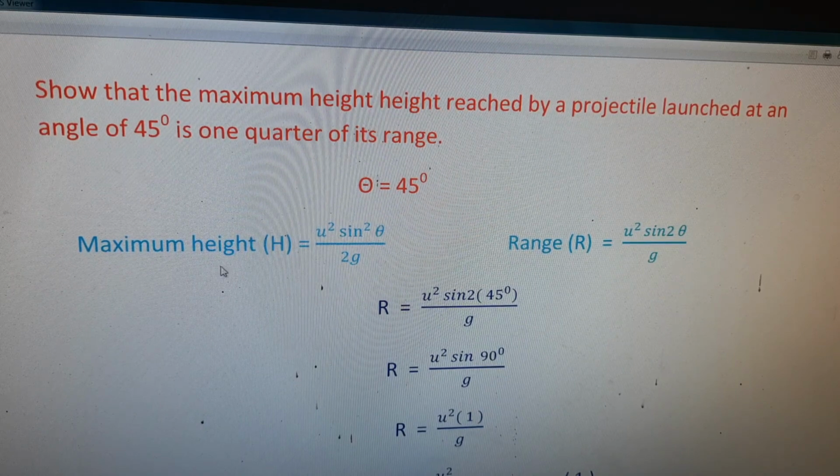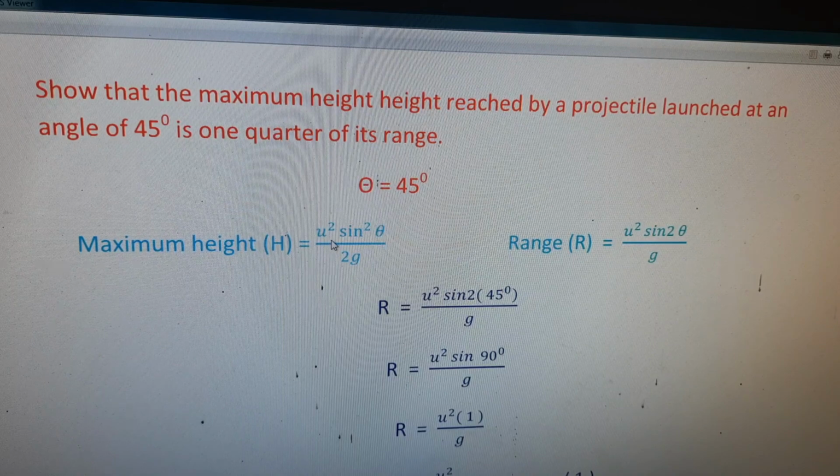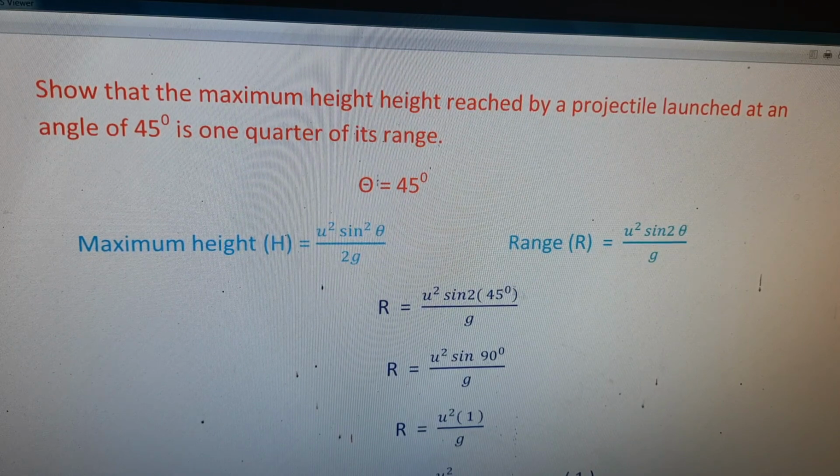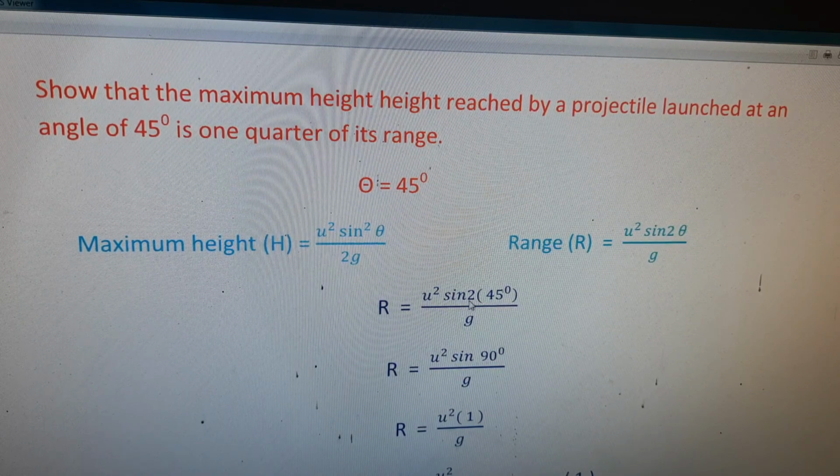So the projectile angle theta is equal to 45 degrees. Then maximum height h is equal to u square sin square theta by 2g, and also we can write the horizontal range. The horizontal range will be represented by capital R. So R is equal to u square sin 2 theta by g. First, we can substitute the projectile angle theta equal to 45 degrees in both equations. So first we can take the range equation.